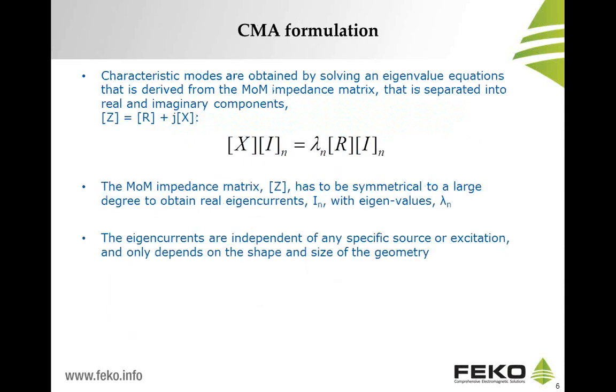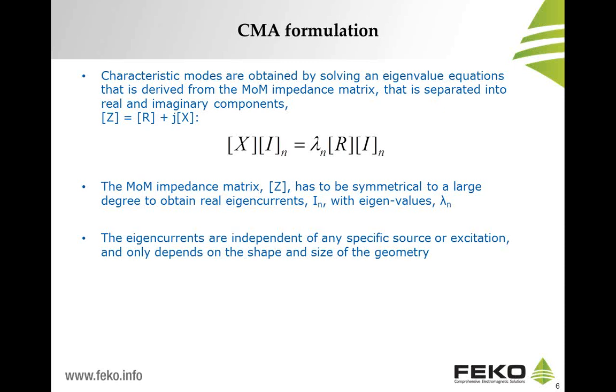Now, just a little bit about the formulation of the characteristic modes. Characteristic modes are obtained by solving an eigenvalue equation that is derived from the method of moments impedance matrix. We do this by separating the MoM impedance matrix into a real and imaginary component, as illustrated here, and from that we can formulate an eigenvalue equation. In that equation, X and R are the imaginary and real parts of the impedance matrix respectively, lambda is our eigenvalues, and the vectors I subscript n are the eigencurrents.